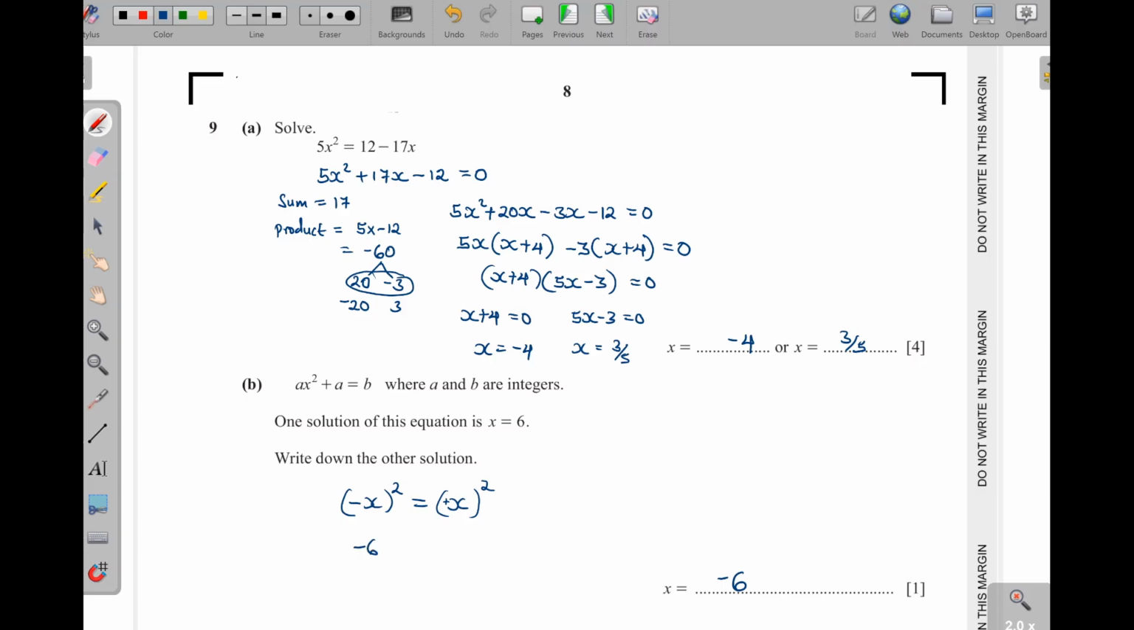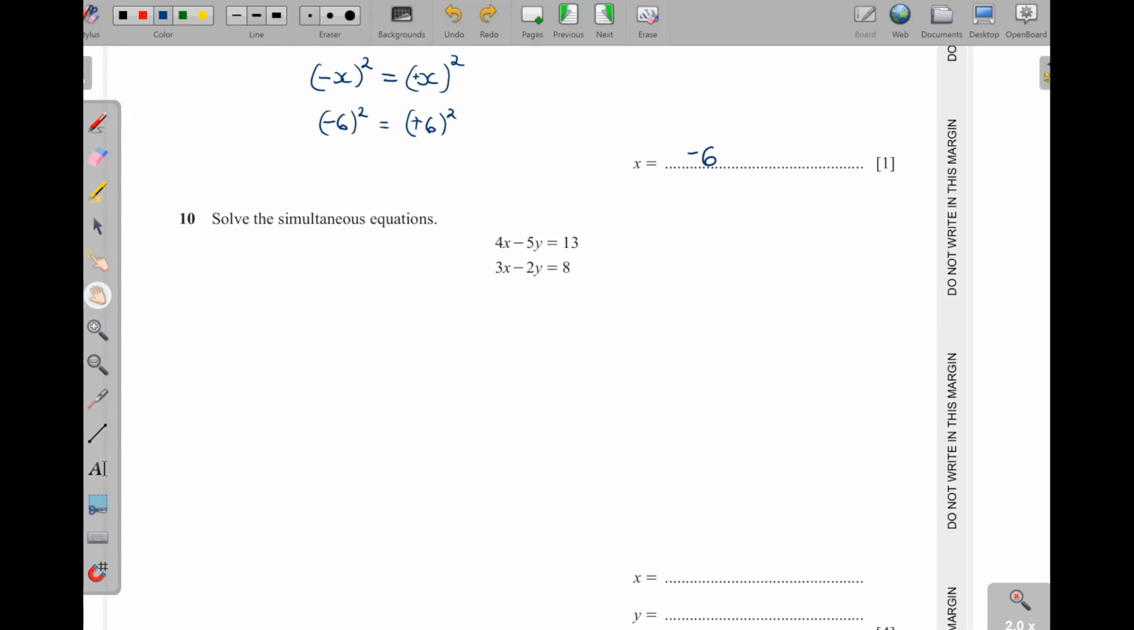So negative 6 squared is going to be equal to positive 6 squared. They both give us 36. You get it? Because when you look at this one here, we have one part where there is x and it is squared. So whether you put the negative or the positive, the result is the same.